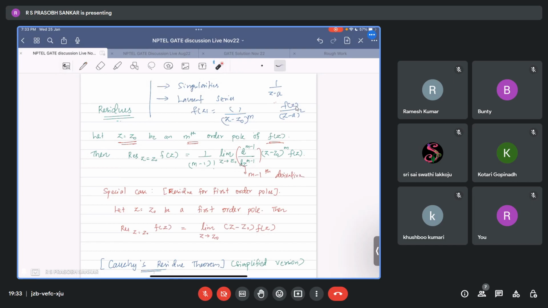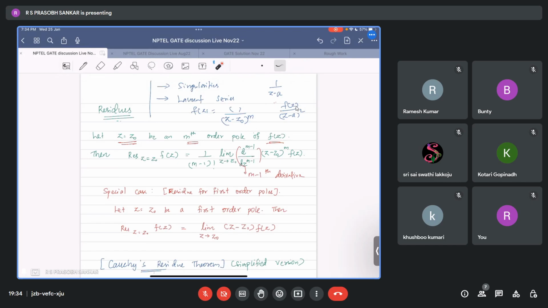M minus 1 derivative of what over here? Z minus z naught raised to m f of z. So this is a complicated formula, and when you see it for the first time, it could look very complex, but it's not that hard. Also, at least for our purposes, it's not that hard.